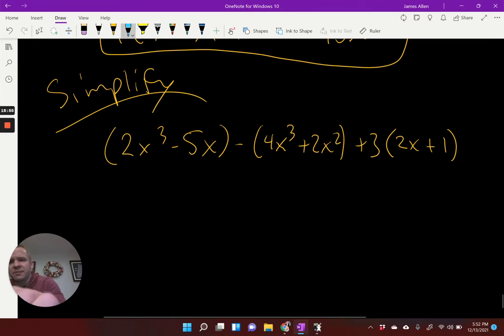All right, let's do a little simplification. I think we're good on all this, right? On all the polynomials. We'll do a little bit of functions, and then that'll be it. All right, so first I'm going to distribute these negatives.